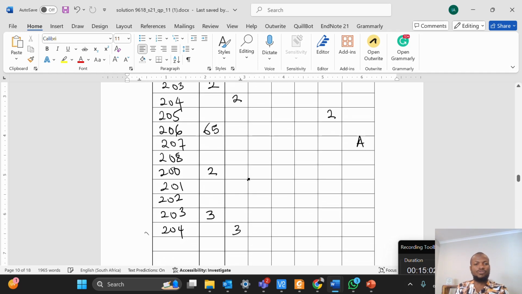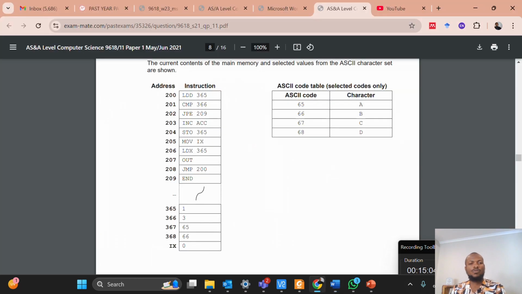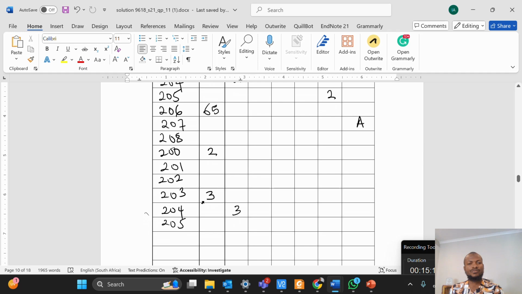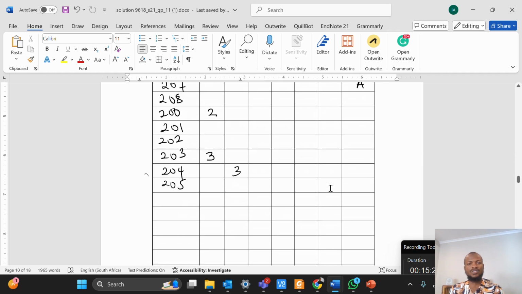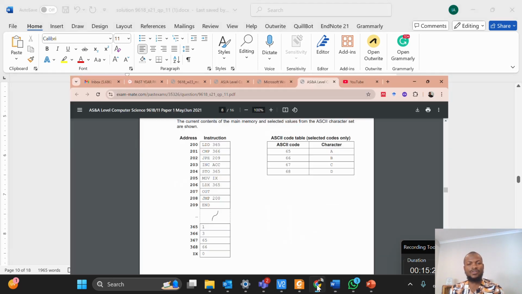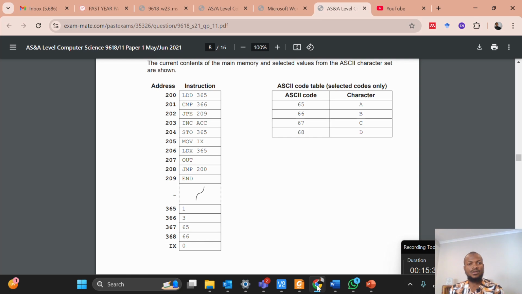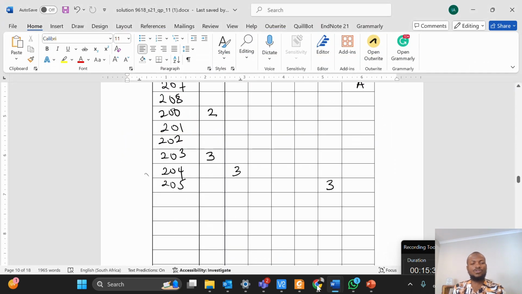Now, 205. What does that state? MOVIX. Can you still remember what MOVIX is? It means move the content of the accumulator to the index register. So what is the content of the accumulator? 3. So you move it to the index register. So this is the index register, and we move 3 to it. That is 205. Now 206.